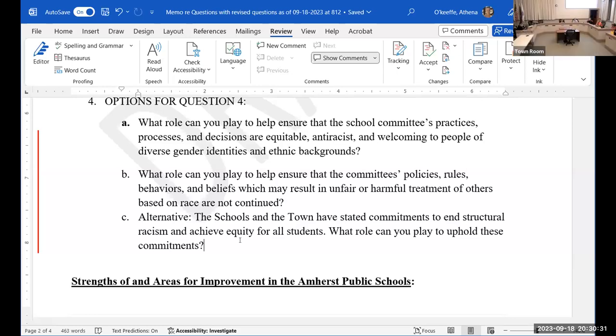So if we in B said, what role can you individually play to help ensure that the committee's policies, rules, behaviors, and beliefs, which may result in unfair or harmful treatment of others based on race, are not continued? I like that.